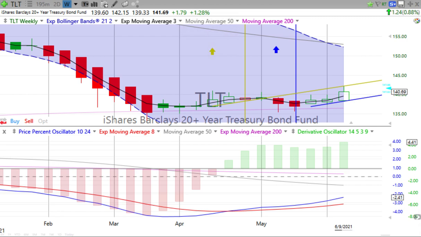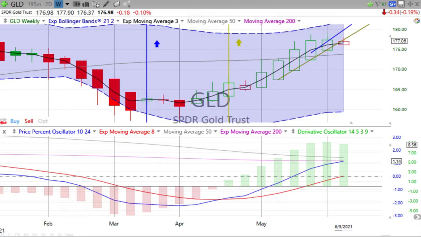Let's look at gold, down 0.19% for the day. So as we look at gold, we again can see where after these 5 weeks of up movement, really 4 strong weeks, this last week not so strong, the price percent oscillator has lost some of its momentum, derivative oscillator too, but price percent oscillator is still heading up, just a red open box candle for the week, not a strong red down candle.